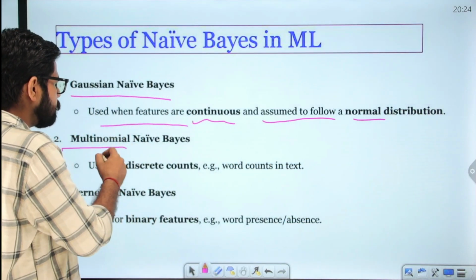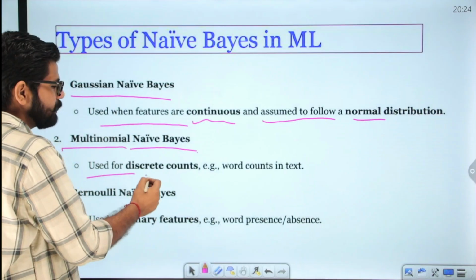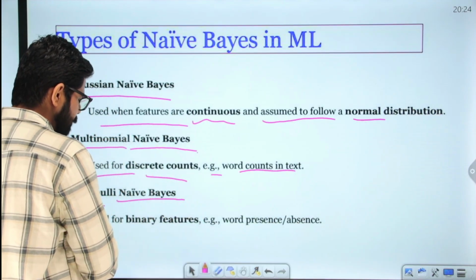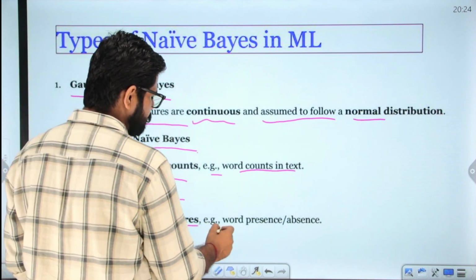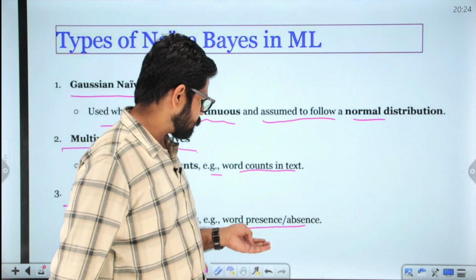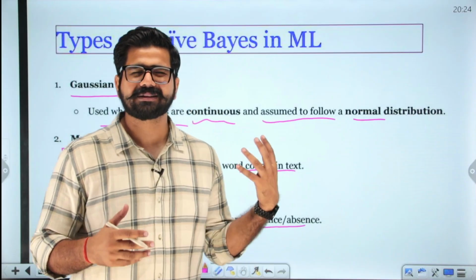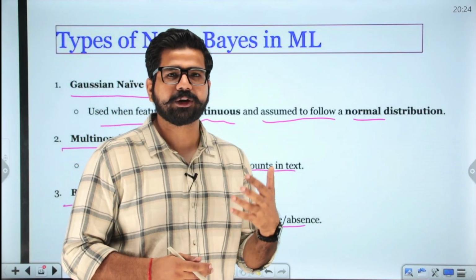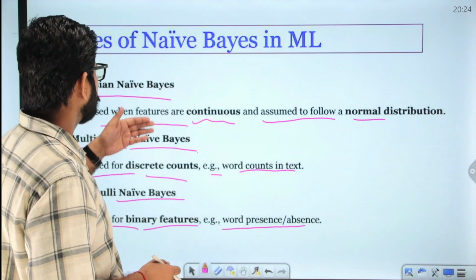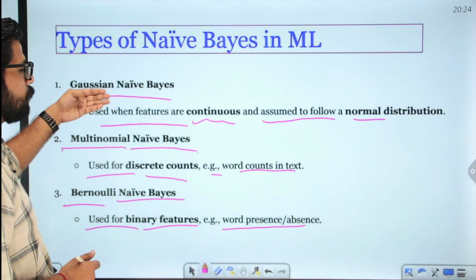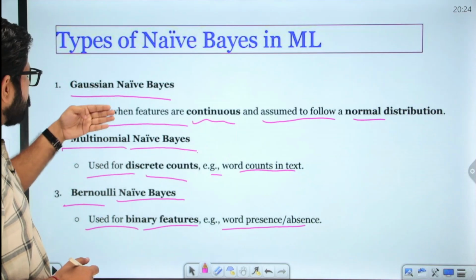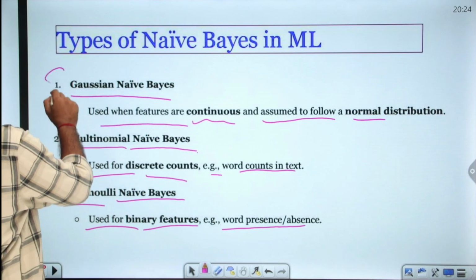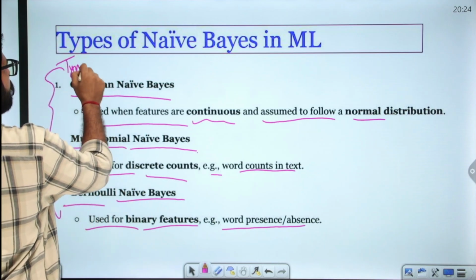Then multinomial naive Bayes is there, which is used for discrete counts, for example word counts in text. Bernoulli's naive Bayes will also be there, which is used for binary features, for example word presence or absence. These are basically important from the interview point of view, because sometimes in interviews they ask what the different types of naive Bayes classifiers are. You can simply tell them that Gaussian, multinomial, and Bernoulli's naive Bayes are the different types of naive Bayes.